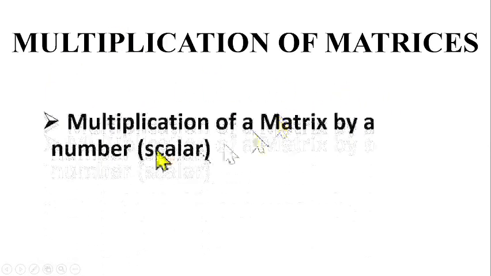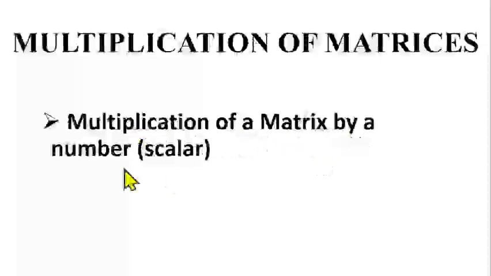Now the next thing we are going to be talking about is multiplication of matrices, and this can be done in two ways. We can multiply a matrix by a number, which is called a scalar. So if we want to multiply matrices, there are two ways in which it can be done. You can either multiply a particular matrix by a number, which is called a scalar. So a scalar multiplied by a matrix.